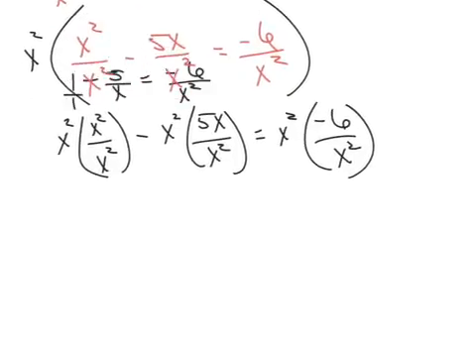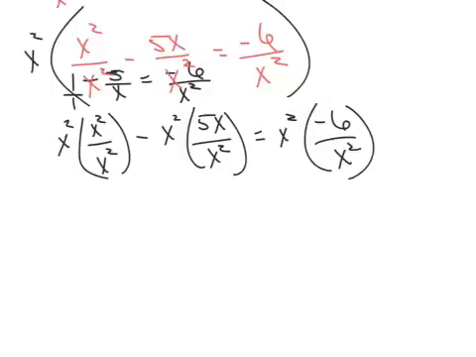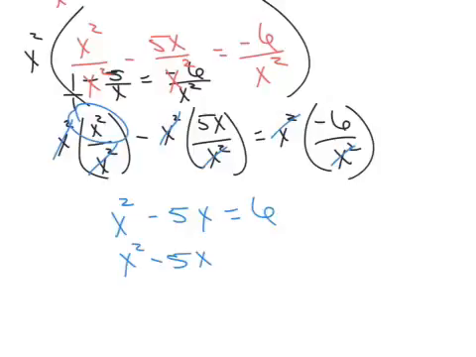Alright, let's see if we can move this up. So that cancels, and that cancels. So I've got x squared here minus 5x equals 6. So x squared minus 5x minus 6 equals 0. And at this point, I can do a handy-dandy break into two binomials.